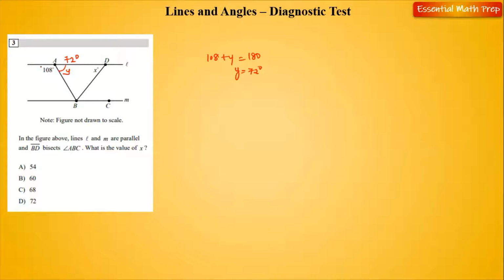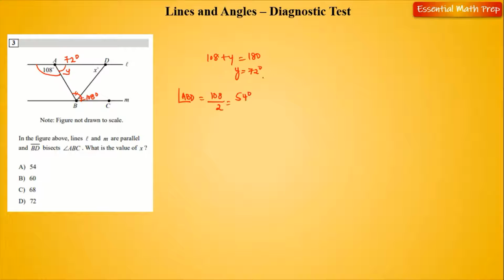right? If this angle is 108, this angle is 108 as well because they are alternate interior angles. Because BD bisects this angle ABC, these two angles should be equal. So angle ABD equals 108 over 2, which is 54 degrees, right?